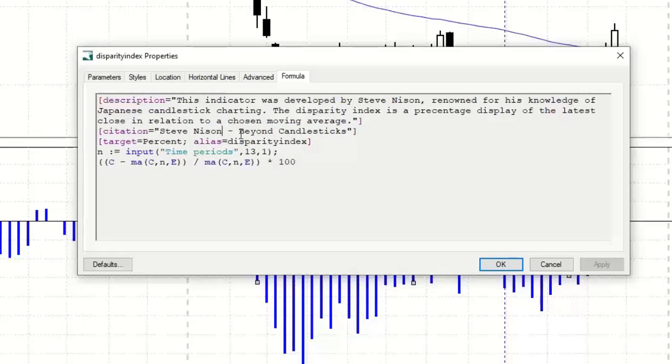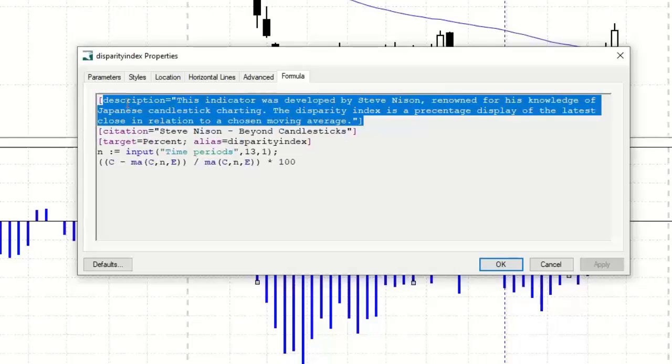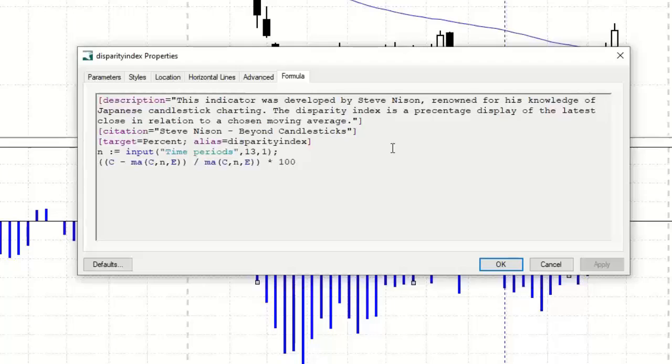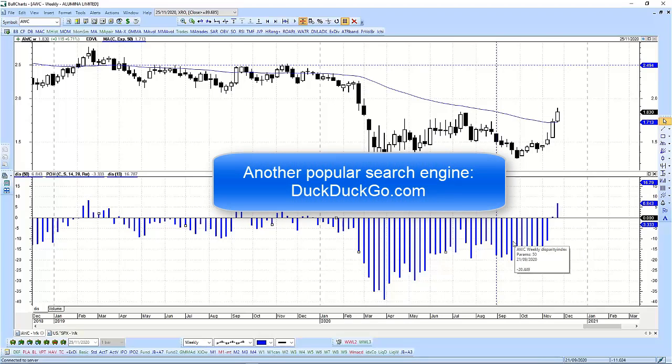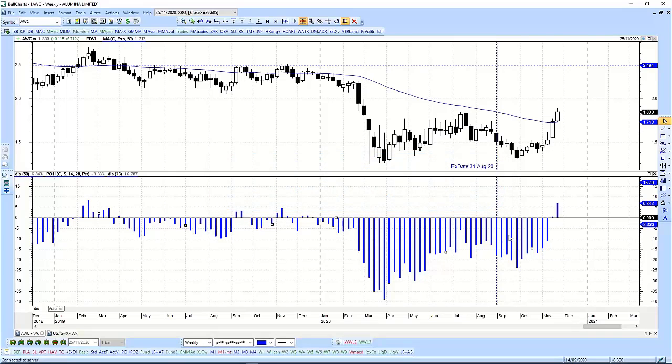And in this case, Steve Nison, and Beyond Candlesticks, I think, is a reference to his textbook. And there's a description. And it's easy to add that into your own custom indicator. If you know enough about putting indicators together, you'll be able to do that too. Now, if we do a quick Google search for Steve Nison and Beyond Candlesticks, and then search for Disparity Index, we might readily see more information about it. So if you're interested in that, go and do some Googling or some, what's the other famous search engine these days? I can't remember now. There's a couple of famous ones that are trying to take over from Google. Have a look.